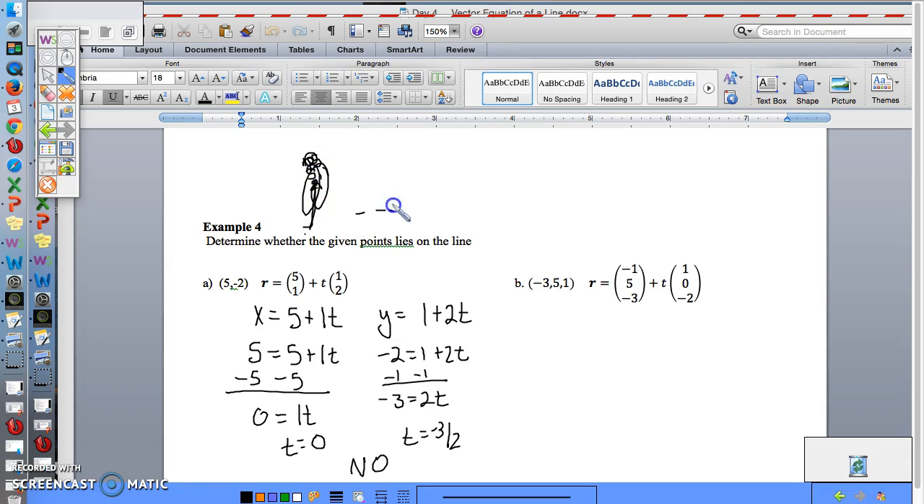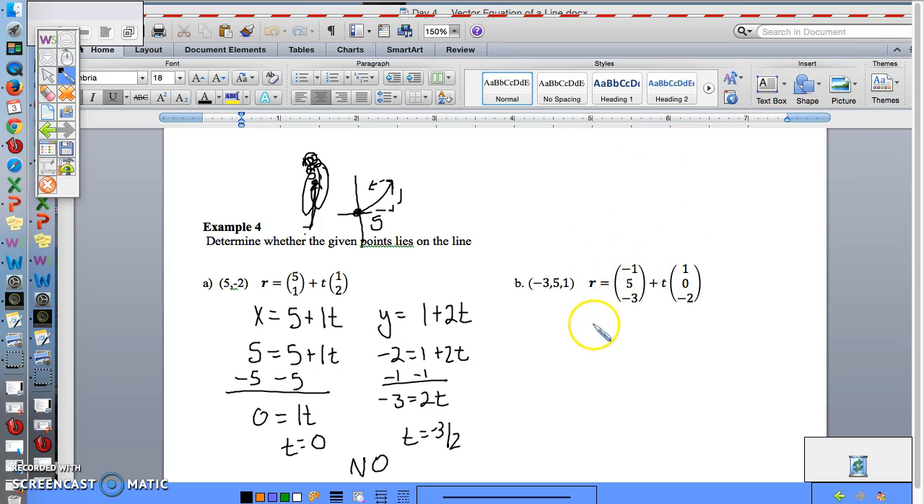Let me draw that again. So we go over 5 and up 1. So there's our position vector, and it's saying to get to this coordinate, we don't go any of the directional vector, and that makes sense. But it's saying to get to the y value, we have to move a directional vector backwards. So it's not the same for x and y, so it's not on the line.